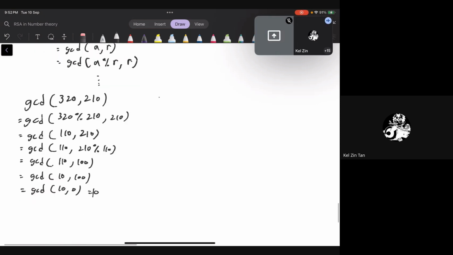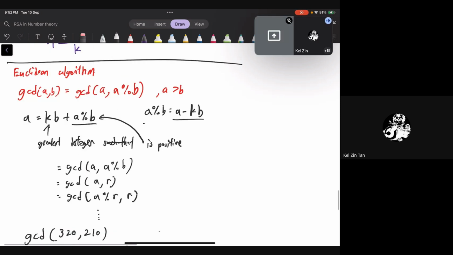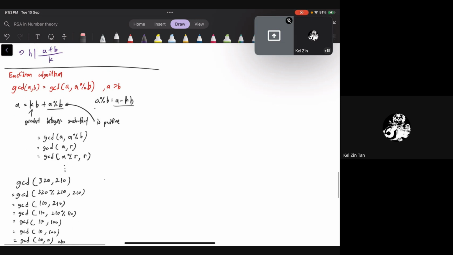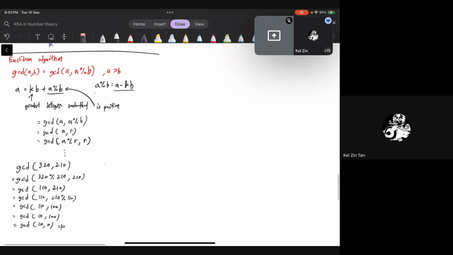Okay, so that's the Euclidean algorithm. And it is very important because it enables a lot of things in crypto. Okay, so I think I managed to finish this part.